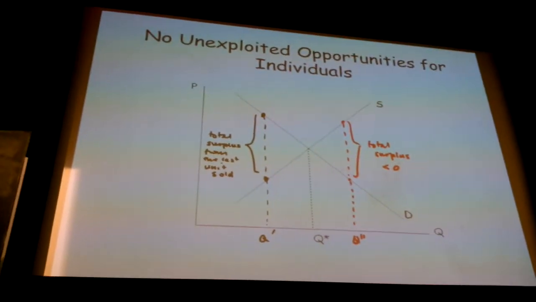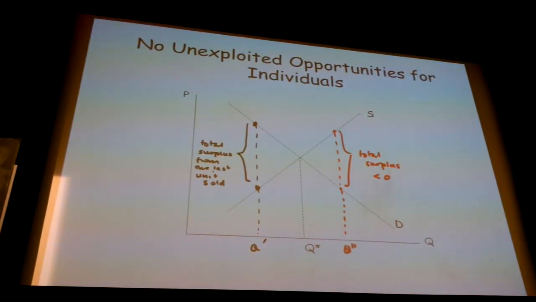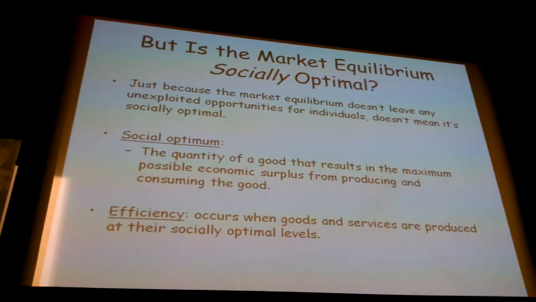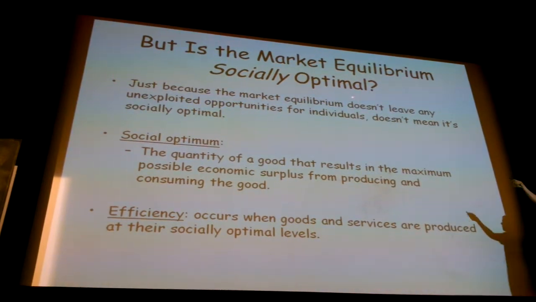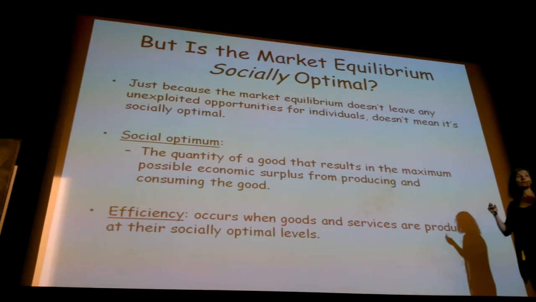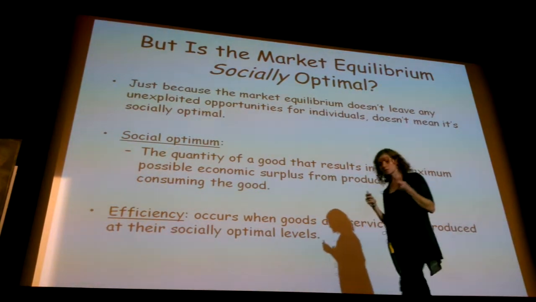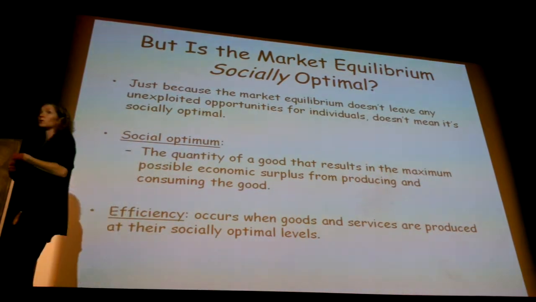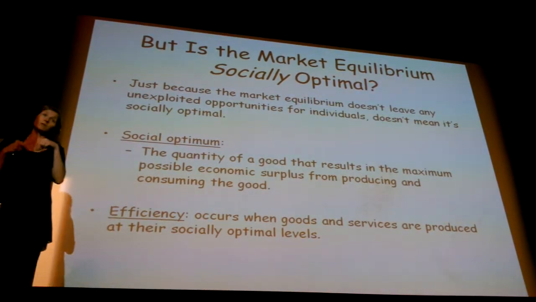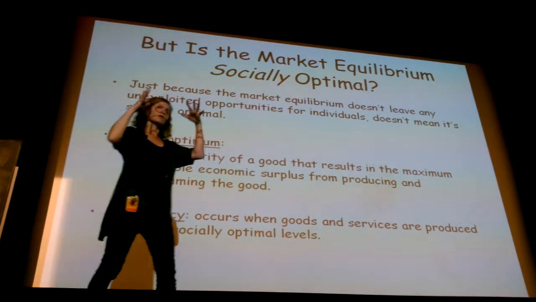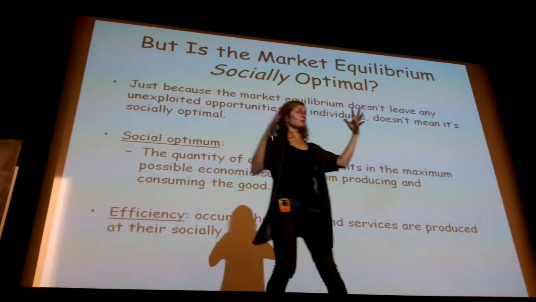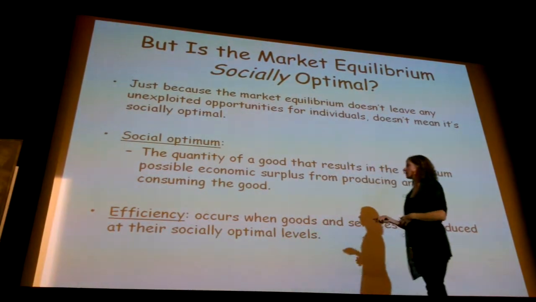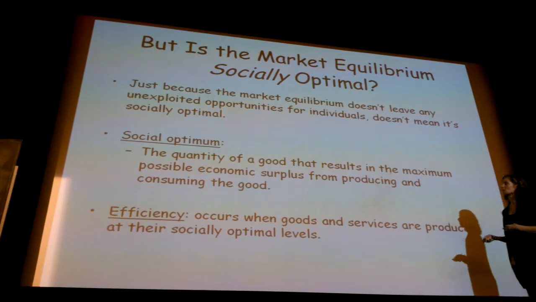Having said that, just because the market equilibrium doesn't leave any unexploited opportunities for individuals doesn't mean it's socially optimal. Okay, so there's a distinction between everyone being out there doing the best that they can for themselves on a very individualistic basis, and things being as good as they could be for society as a whole. I'll give you some examples of that, but let me give you some definitions first.